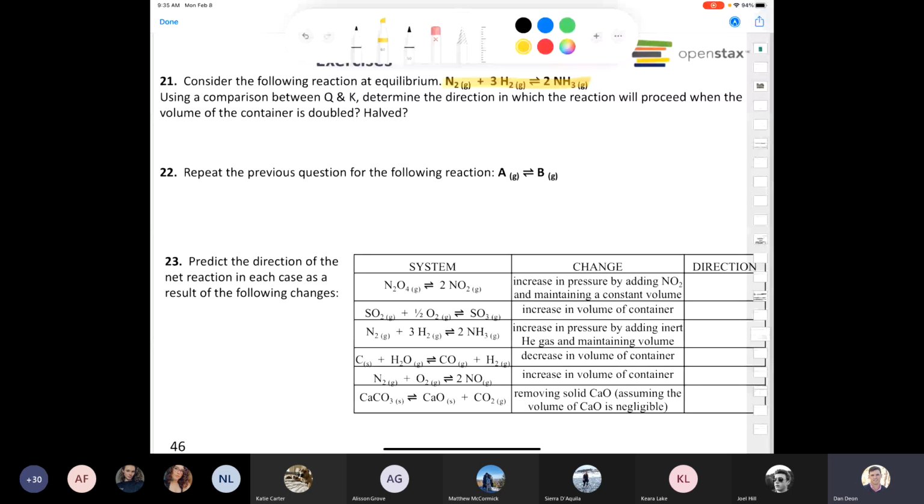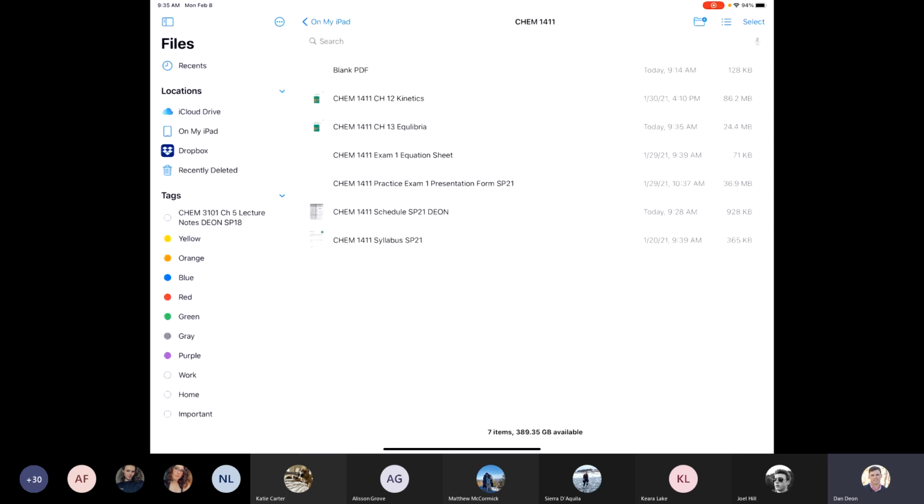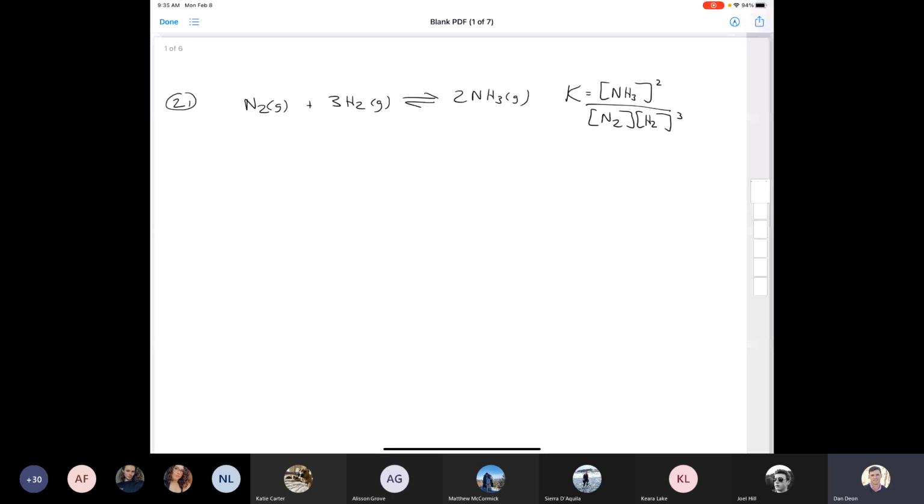Anyhow, it says, using a comparison of Q and K, determine the direction in which the reaction will proceed when the volume of the container is doubled, right? If that's making it bigger, right? So bigger, or if it's halved, that's making it half the size, so smaller. Well, let's take a look here, and I've already started this work over here. I just rewrote the reaction. So here's the reaction. I wrote down the expression for the equilibrium constant on the right-hand side here.